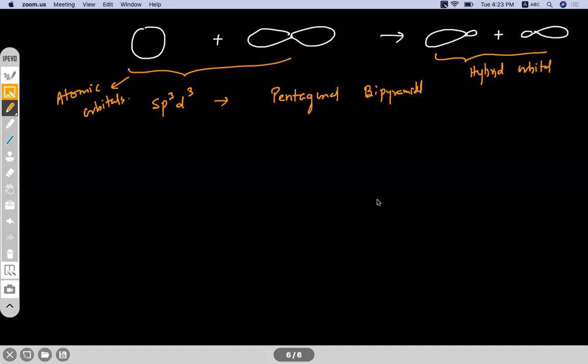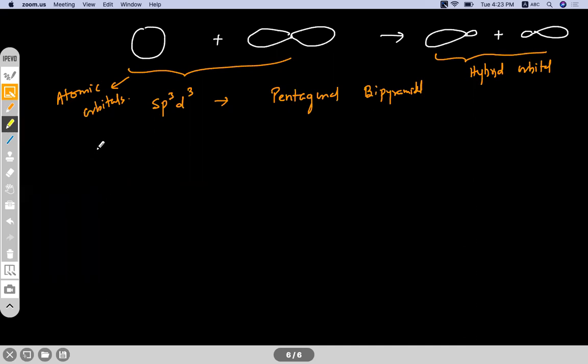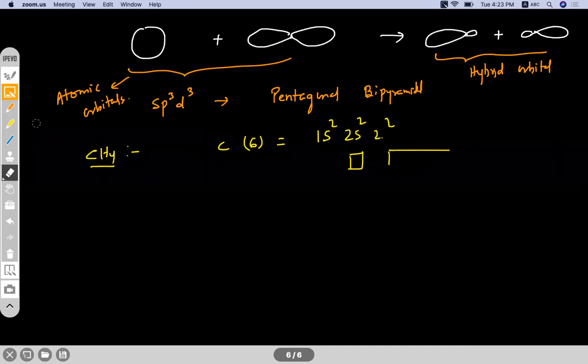Now, look at this example of CH4. Because of this only, we got this new concept of hybridization. In the CH4 molecule, carbon has 6 electrons. When you draw the electronic configuration, 1s2, 2s2, 2p2, in the orbital diagram the 2s orbital has 2 electrons, and 2p also has 2 electrons, 1 and 1. This is the distribution of electrons in the ground state.